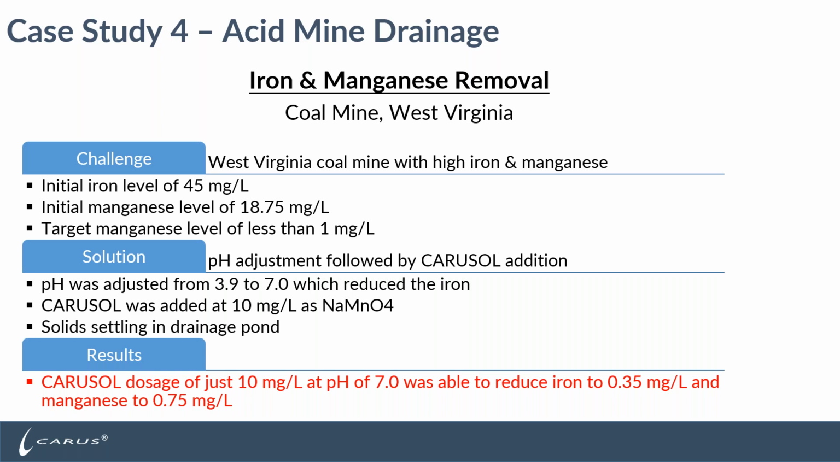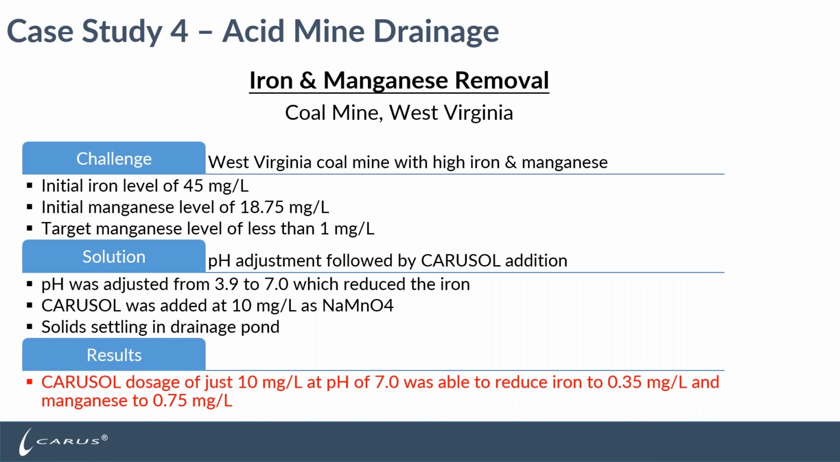So after the pH was adjusted to 7 or above, even up to 8 or 9, most of the iron was precipitated, and the Carousel permanganate was able to significantly lower the manganese concentration. A Carousel dosage of just 10 milligrams per litre at a pH of 7 was able to reduce iron to 0.35 milligrams per litre and manganese to 0.75 milligrams per litre. So well below that 2 ppm target.